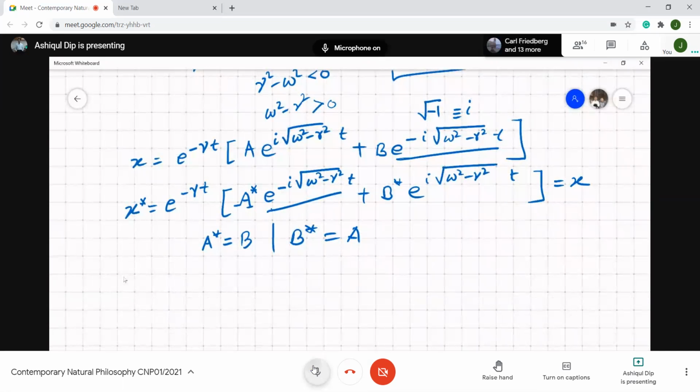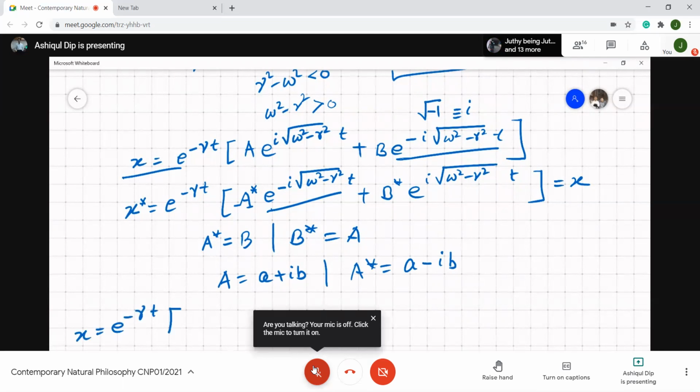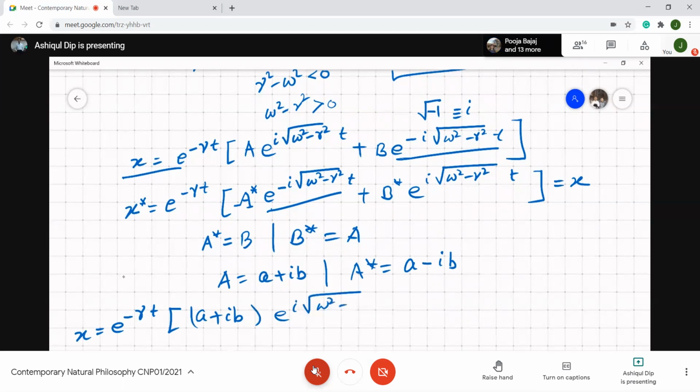So let's say our a equals small a plus ib, and then a star, which is basically b, would be a minus ib. So substitute those things over here. So our x would be e to the power negative gamma t, then a plus ib, e to the power i square root of omega square minus gamma square t.